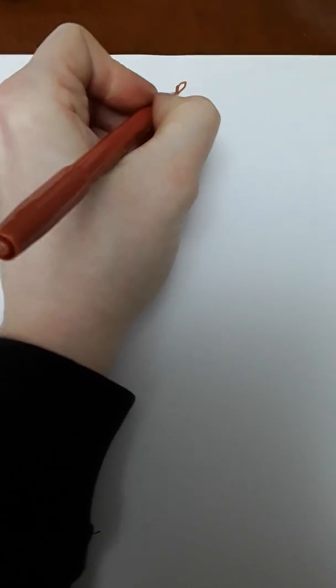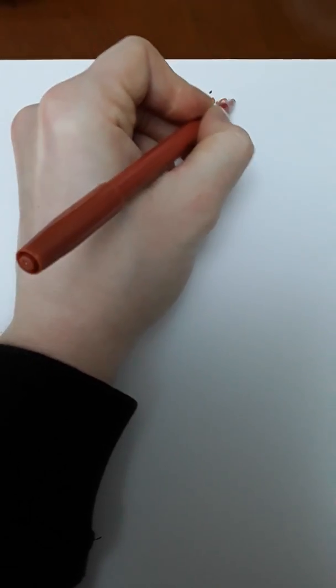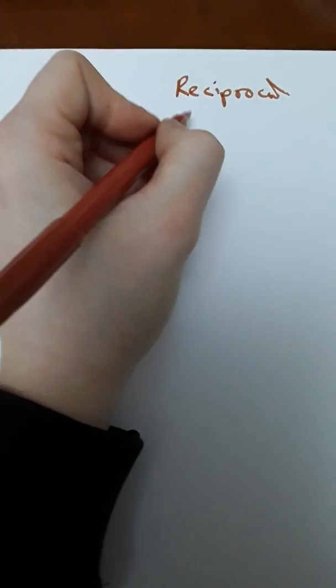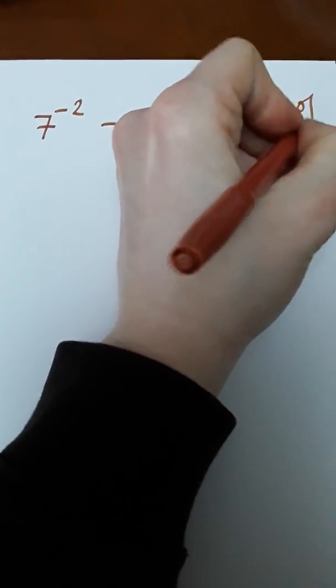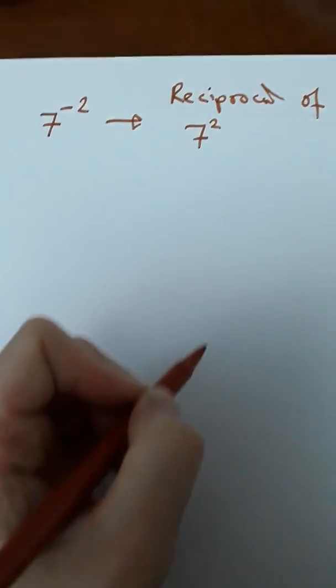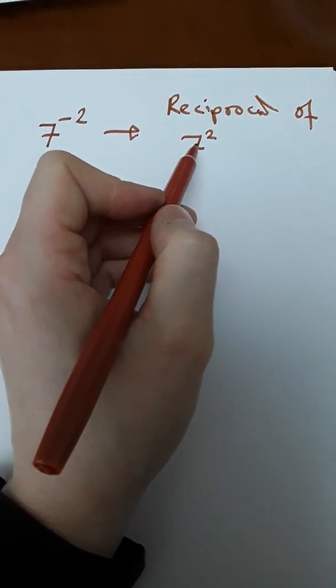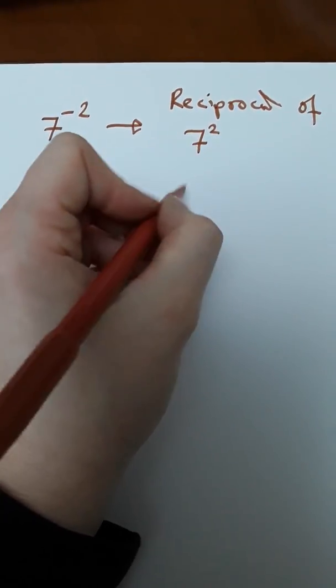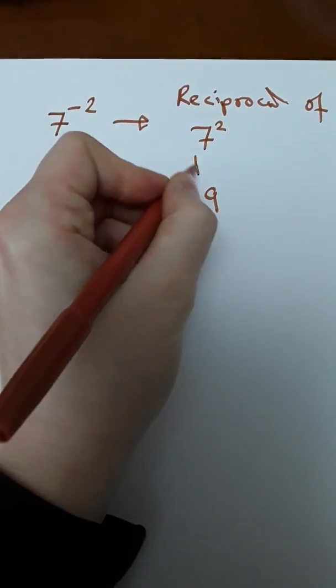Now, there's a proper notation for working with reciprocals or spotting when an examiner wants you to give a reciprocal. So for example, if you saw 7 to the minus 2, this means that you've got the reciprocal of 7 to the power of 2. So it's a reciprocal of 7 squared.